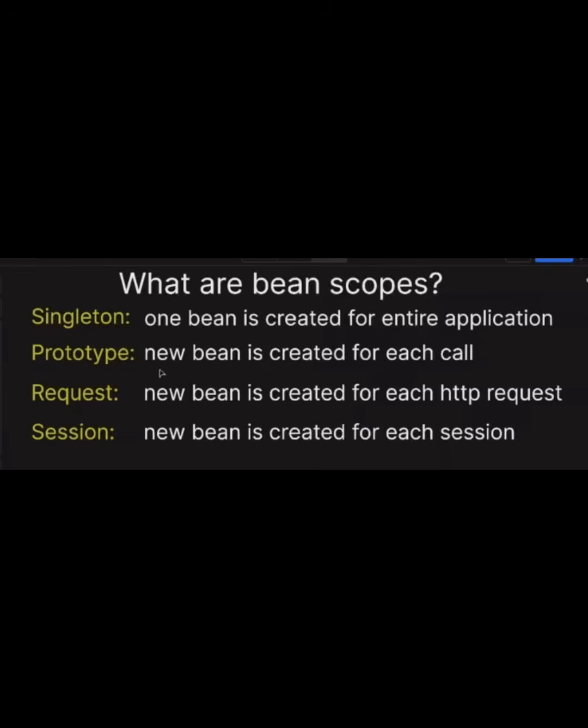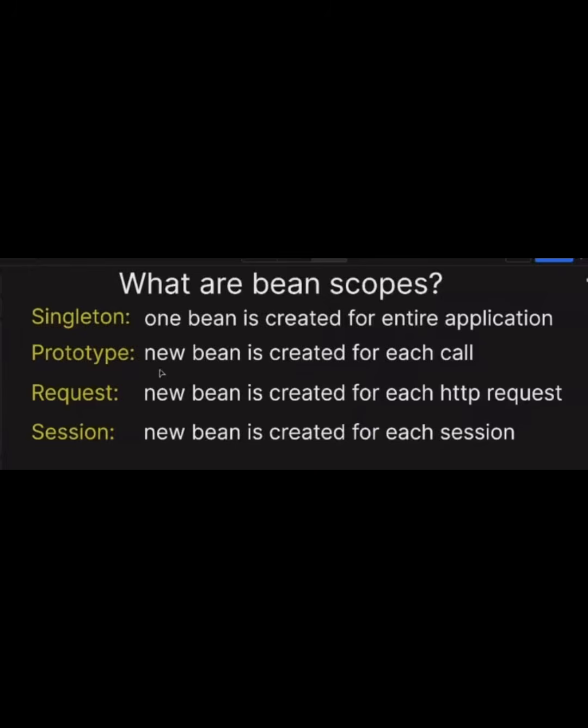Guys, here I am going to explain one most important interview question, that is what all types of bean scope we have. Guys, first scope we have is singleton. In the Spring Framework, singleton bean scope is the default scope of a bean in the IOC container. Only one instance of the bean is created per container. That means the singleton instance is shared across the entire application.